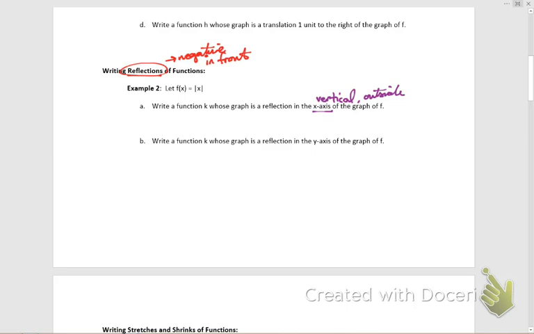Well, reflecting about the x-axis is actually a vertical change. So we're going to put the negative on the outside, so it's going to be negative f of x, which means that we're taking the absolute value of x and plugging it in there, so it'll be negative absolute x, and that's the answer. Now when it's in the y-axis, it's going to be horizontal.